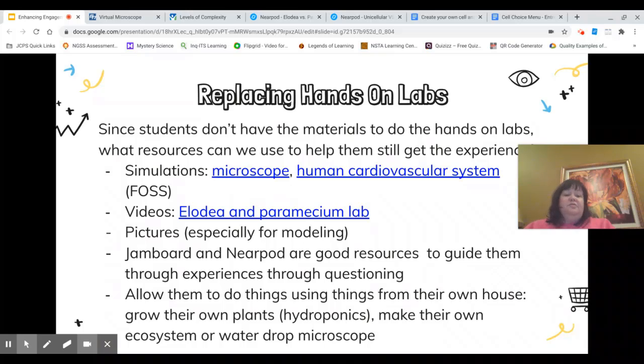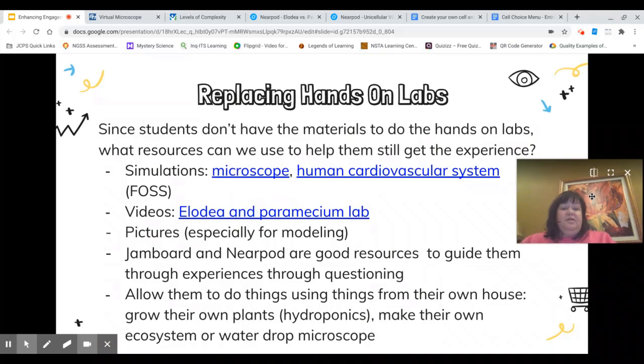So the first thing you're probably wondering about is good ways to replace hands-on labs, because that's the toughest part. Students don't have the materials to do these hands-on labs. So what resources can we use to help them get this experience? You can do simulations, and some things that you don't even think you can do simulations on, you can find outside of FOSS. Some things are inside of FOSS.